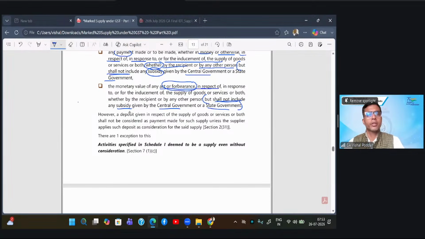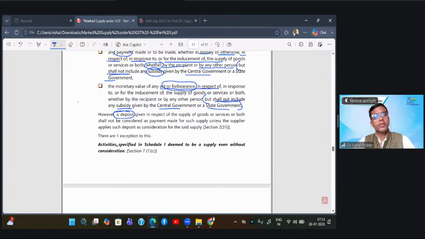Now within consideration, another component is deposit. Now there is a difference between advance and deposit. What is the difference? You have come to me for consultancy. I say, okay, boss, you have to first give me my fees, rupees 1 lakh in advance. Then only I'll do the consultancy or advocacy. You agree, you pay me 1 lakh before, and then I give you the service. This is not deposit. This is advance, and advance is very much consideration.